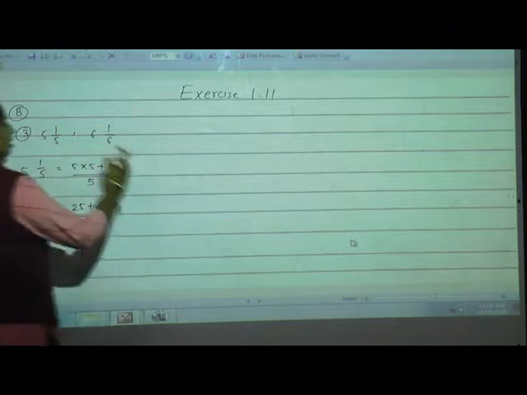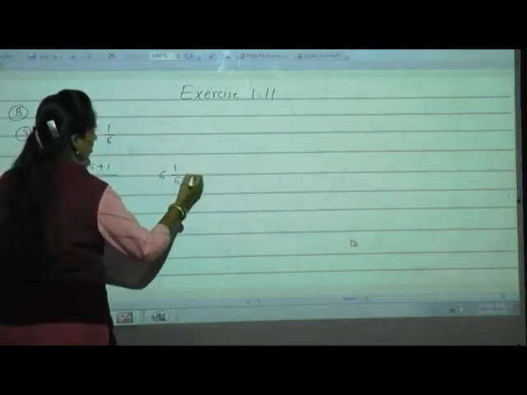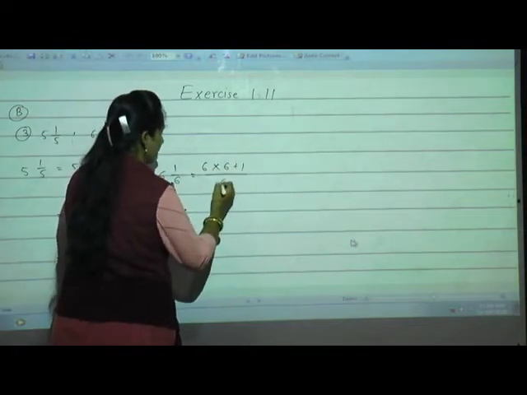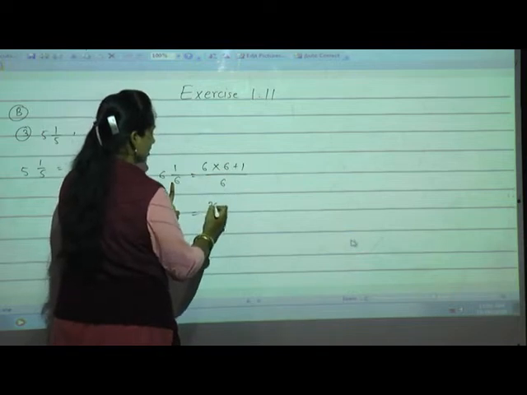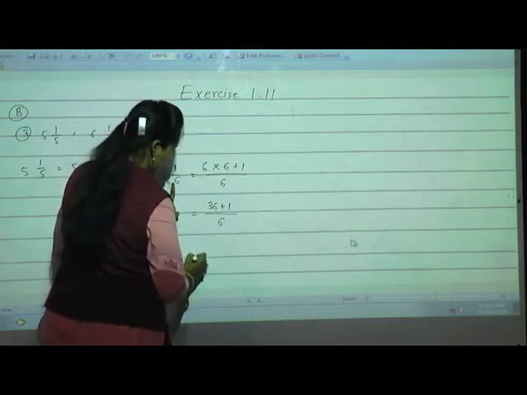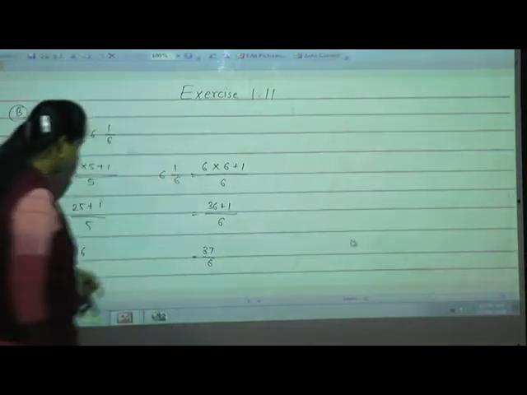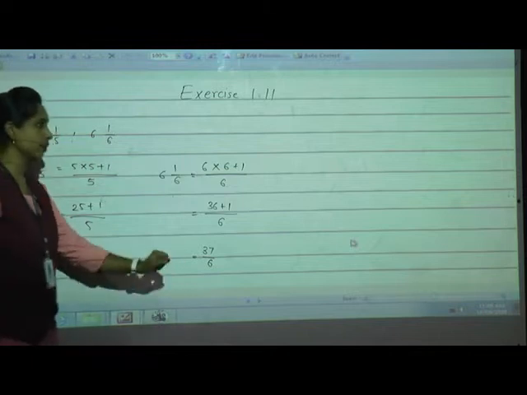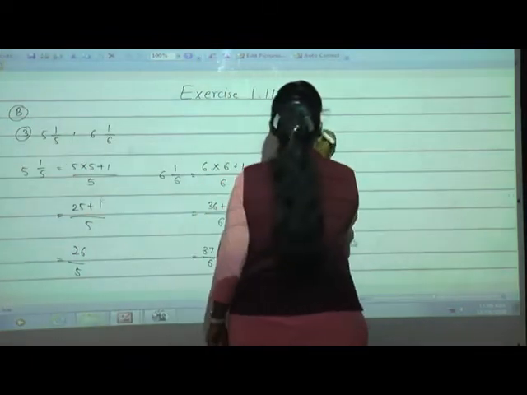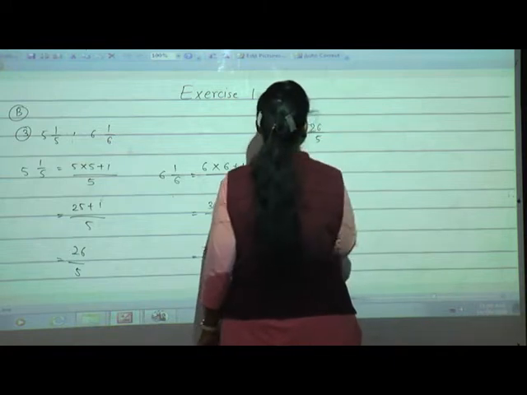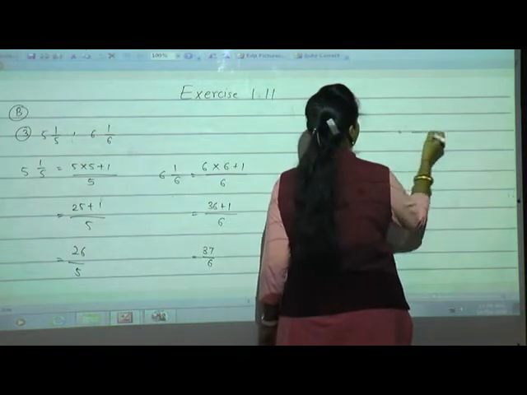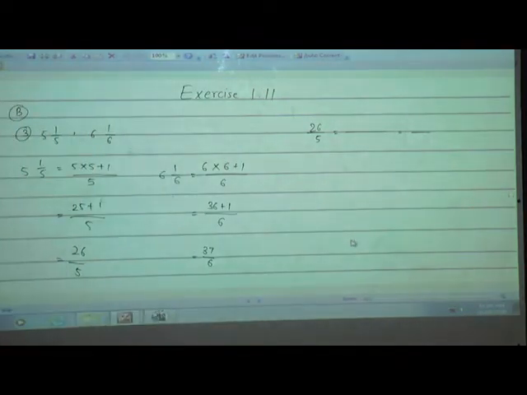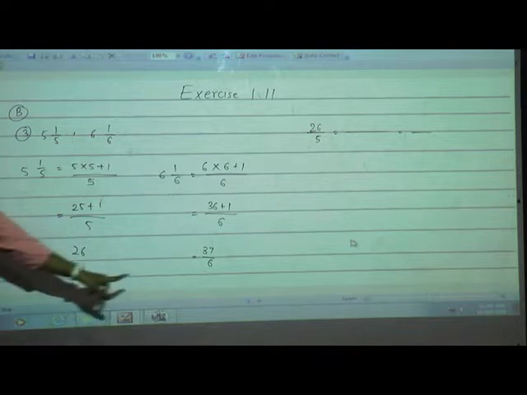Now next, 6 1 upon 6 is equal to, what do we do? 6 multiplied by 6 plus 1 over 6. 6 6s are 36 plus 1 upon 6. So here 37 upon 6. Now what have we got? Two fractions, 26 upon 5 and 37 upon 6. Now these are not like fractions. So we have to find the LCM of both the numbers, isn't it? So here 5 and 6.